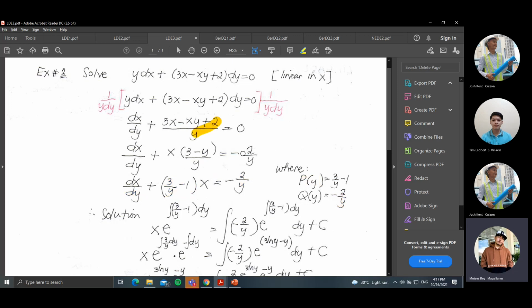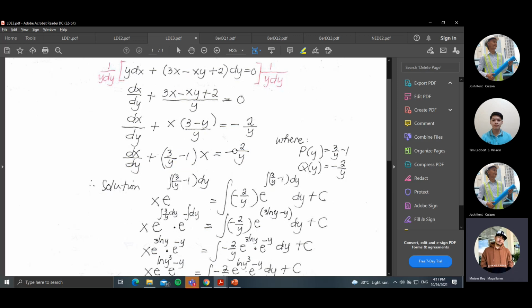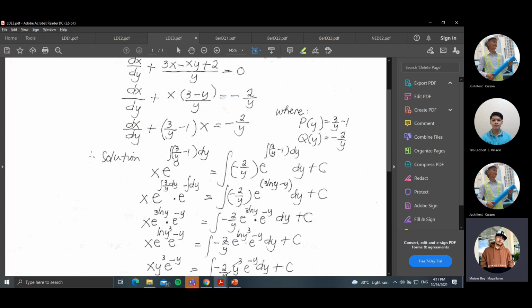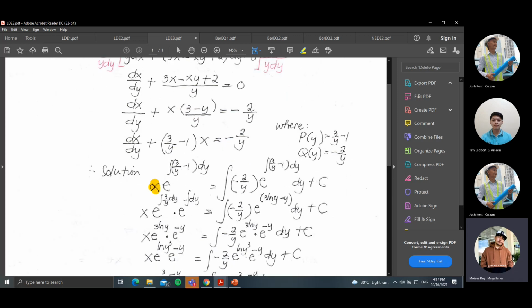So we can move on to our general solution. Our dependent variable is x, then we substitute p of y. Our p of y is 3 over y minus 1, and that equals the integral of our q of y, which is negative 2 over y, times e raised to the power of the integral of 3 over y minus 1 dy, dy plus c.